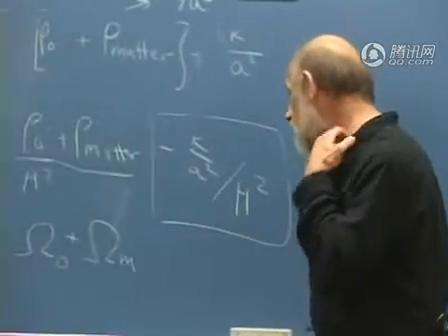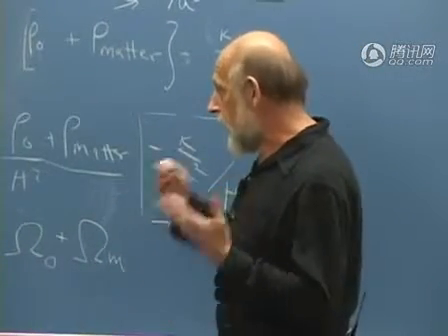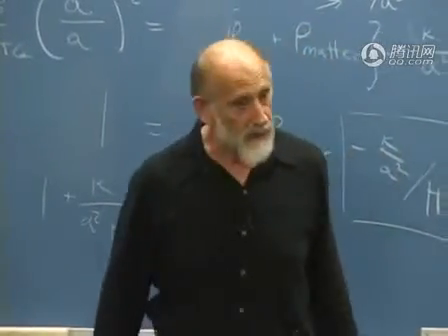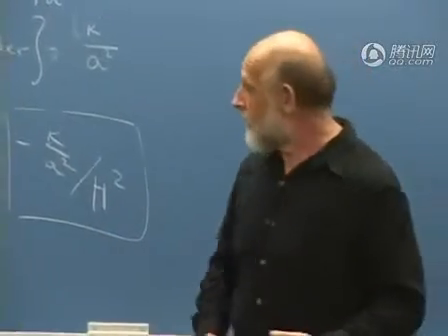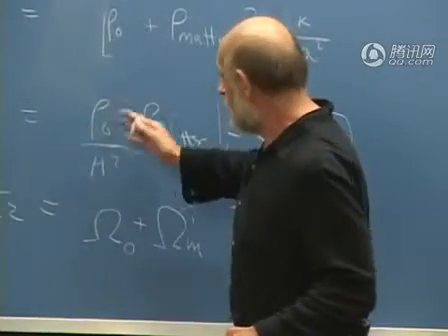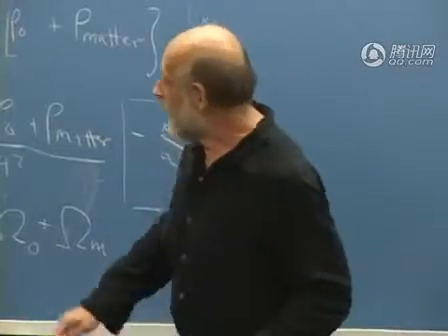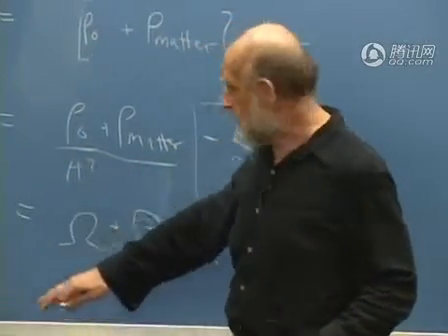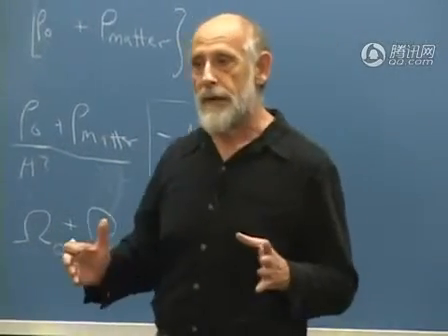Okay? If these two don't quite add up to 1, for example, if they add up to something bigger than 1, that says that k is positive. It implies that the universe must be positively curved. So if you measure Hubble and you measure rho, and the ratio is bigger than 1, then space must be positively curved. If it's less than 1, then k must be negative and space must be negatively curved. So this is what omega is.